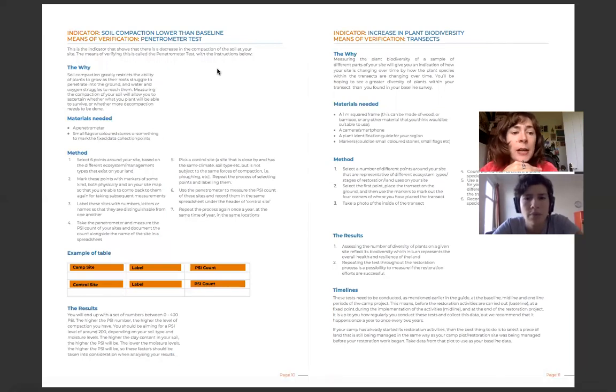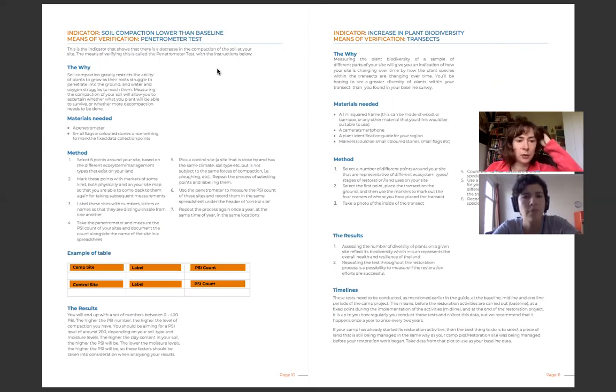The easiest way to measure soil compaction is with something called a penetrometer. It's got handles, and you push it into the ground and then it has a pressure gauge on it. It will give you a PSI reading, same as when you're pumping up your bike tires. You'll end up with a result between 0 and 400 PSI. The higher the PSI, the higher the compaction, and you should be aiming for a PSI of around 200. That's the right level of soil pressure you're looking for.